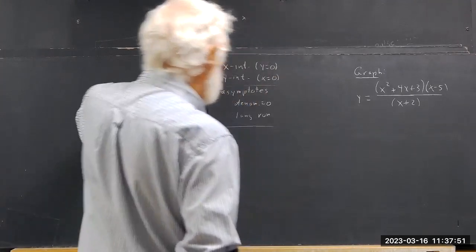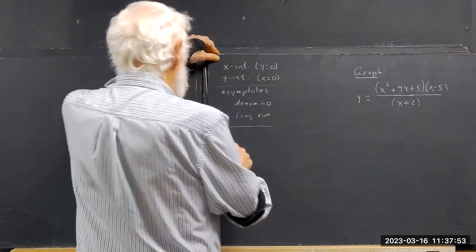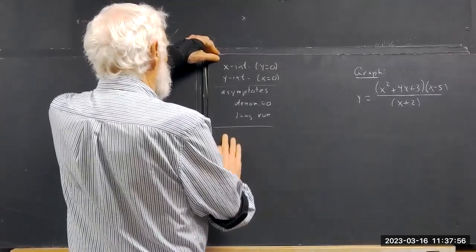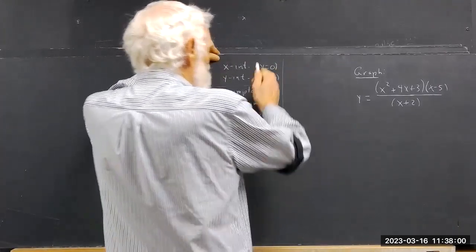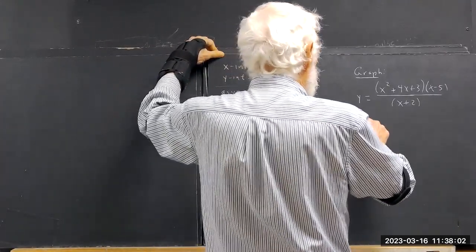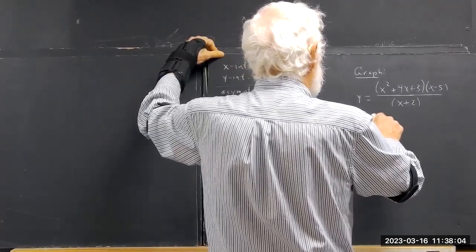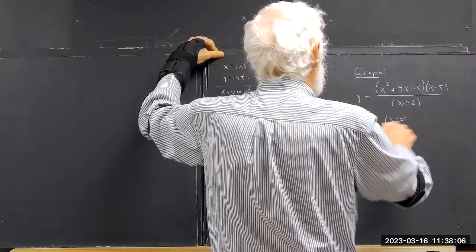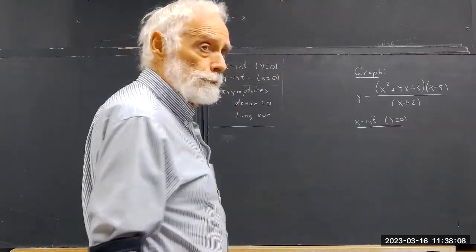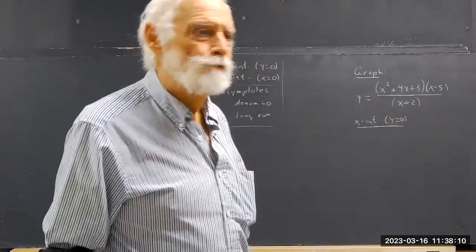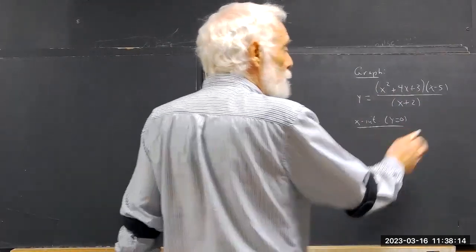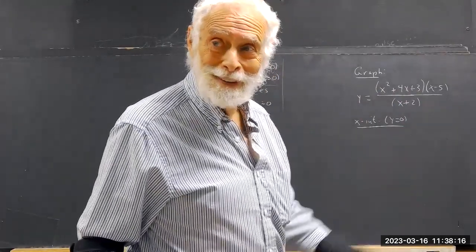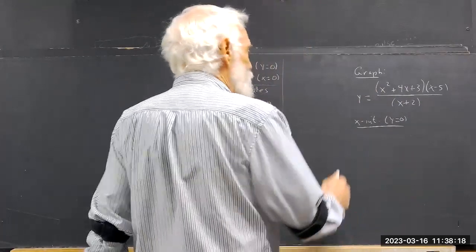Okay, but the x-intercepts. I'll expand this a little bit. We go, okay, here, x-intercept, y equals 0. Write that down and underline it. It takes about 5 seconds, depending on how fast you write. And you can go back to the video and time it.